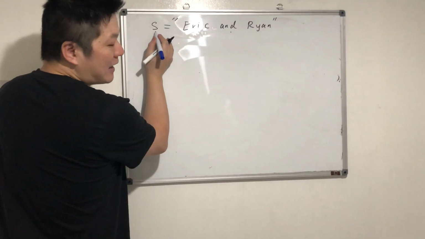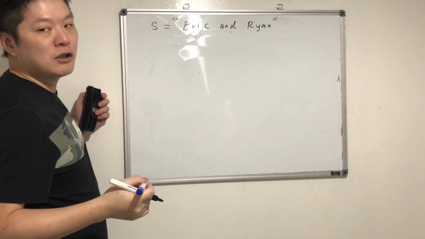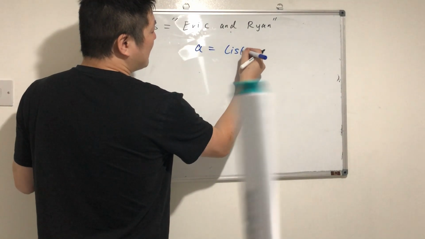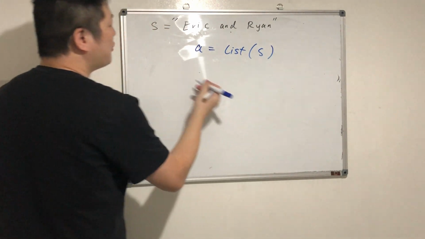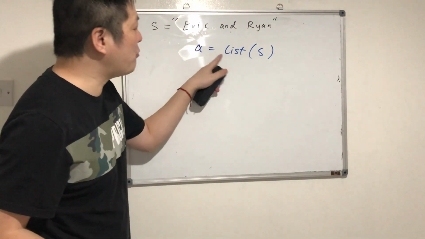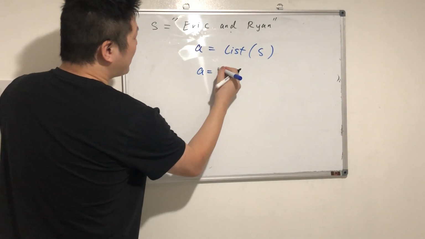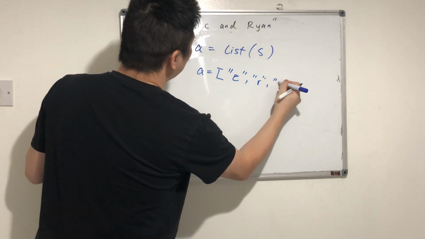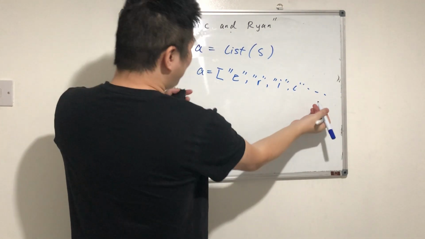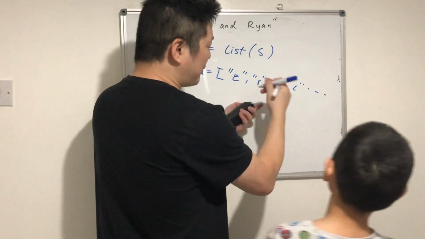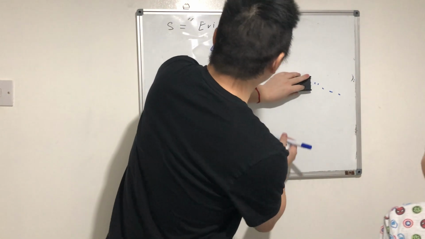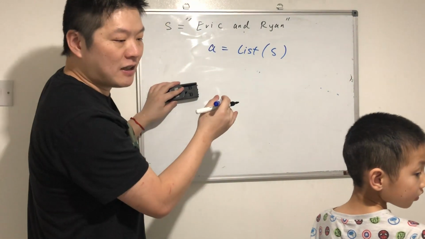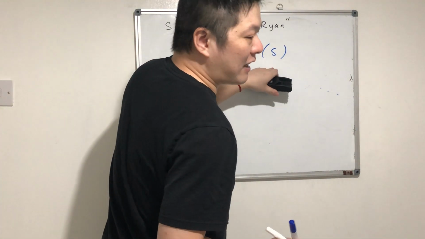Look, if S is the string, then we can convert it to an array, right? Let's say array equals list(S), then it becomes characters. When you do this, the array will become single letters: E, R, I, C. This is mutable, which means you can change it. So if it's a list, how can we change it?